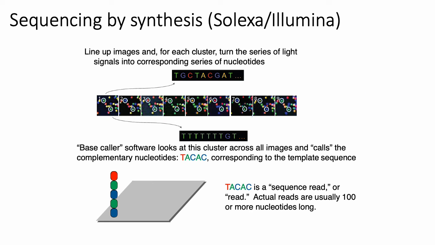In practice, you're not manually looking at these pictures and writing down the set of colors that you see on each spot. You use software called base colors, which takes a series of images generated through each cycle of synthesis. This software identifies the spots that correspond to genomic fragments on the lawn, and reads off the colors that it's seeing after each cycle of synthesis. Then it gives you a file that contains the sequences of all the reads that it saw corresponding to the different spots on the lawn.